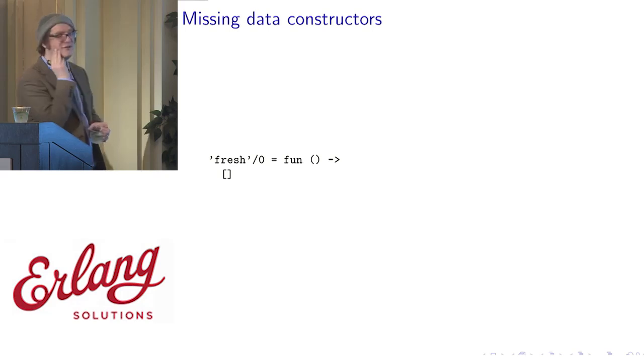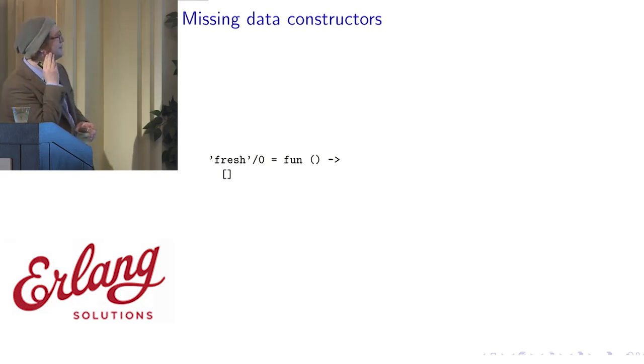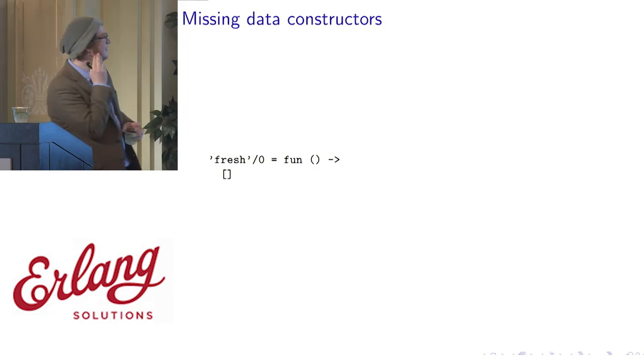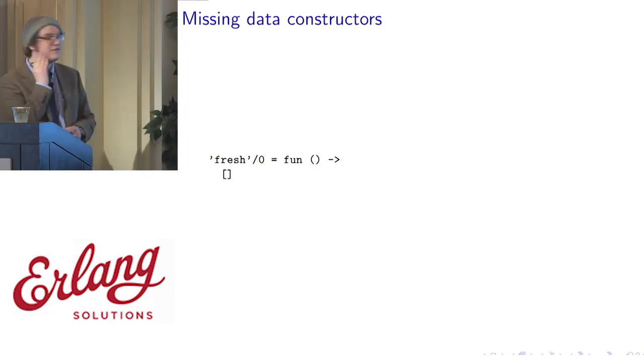So we basically just manually write some core Erlang. Not very complicated, should be pretty straightforward. Fresh is the name of the function. It's of arity 0. It's a function that returns an empty list.